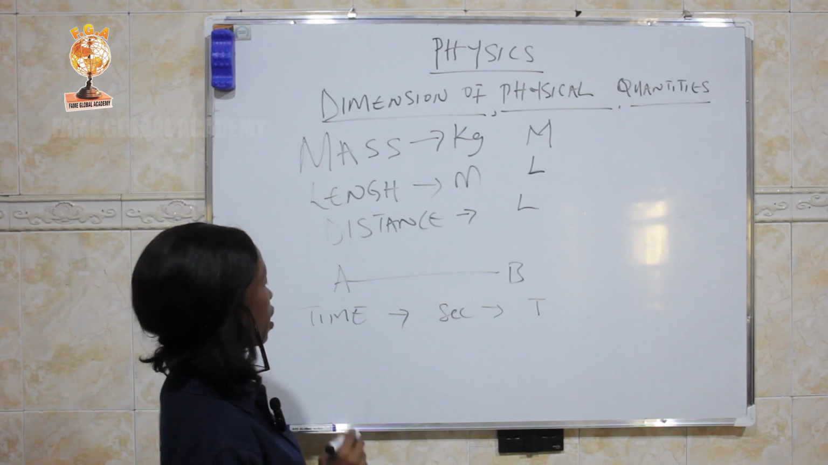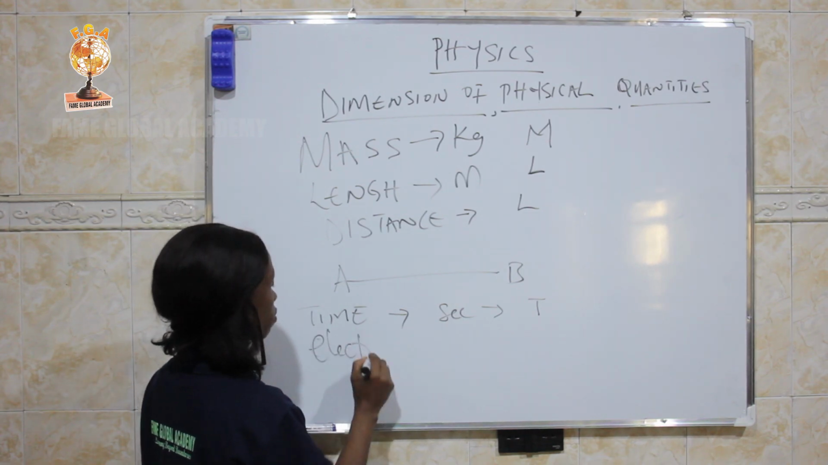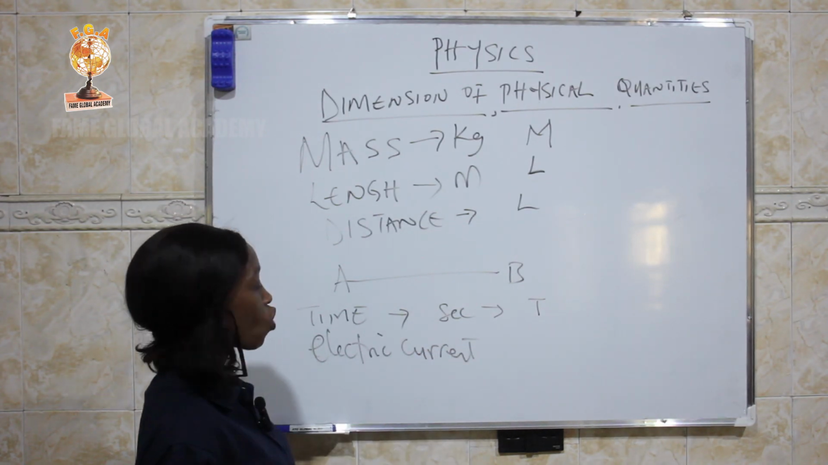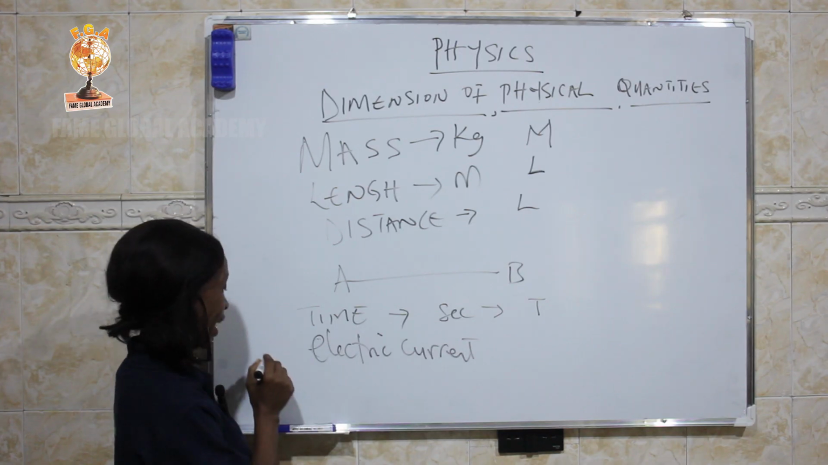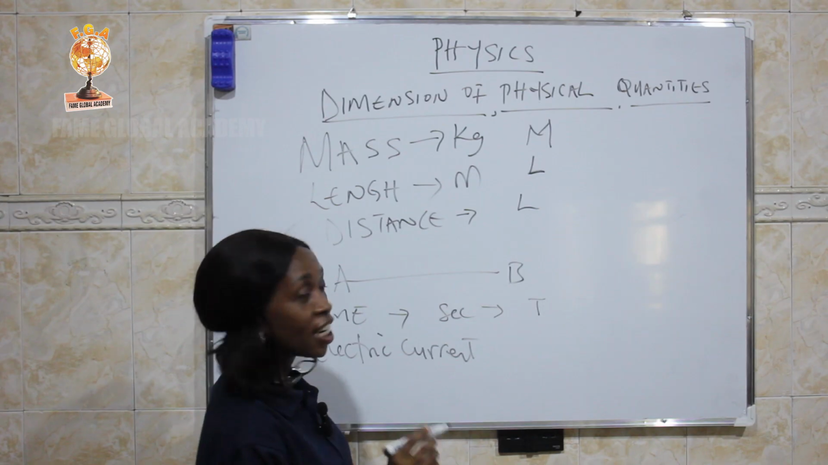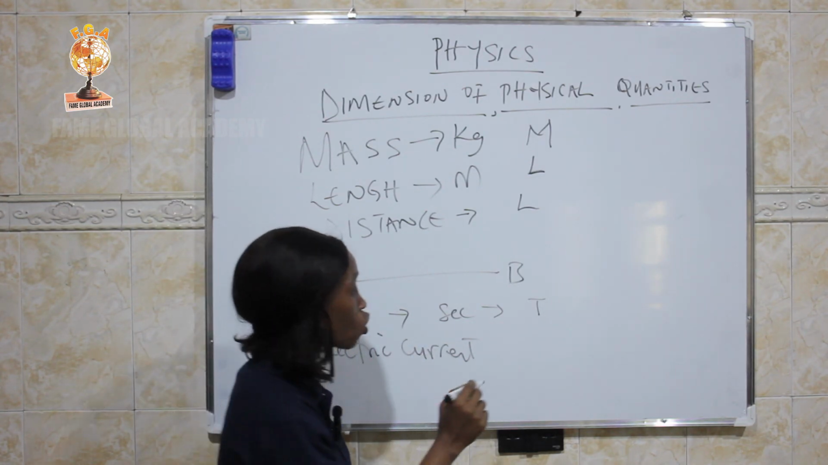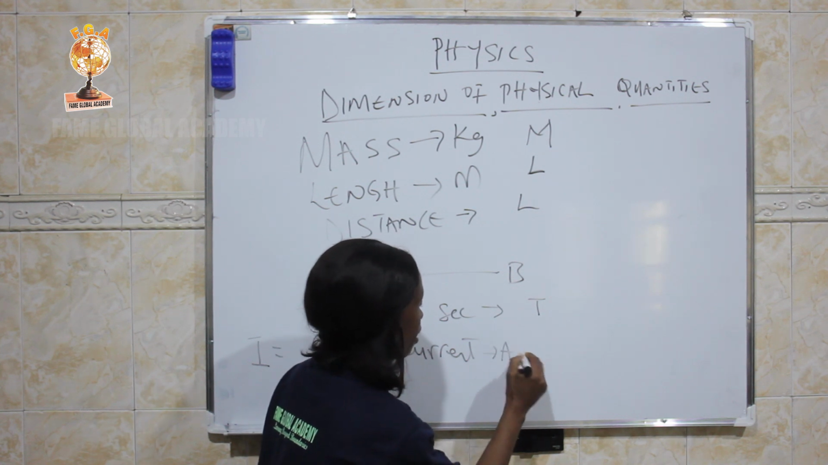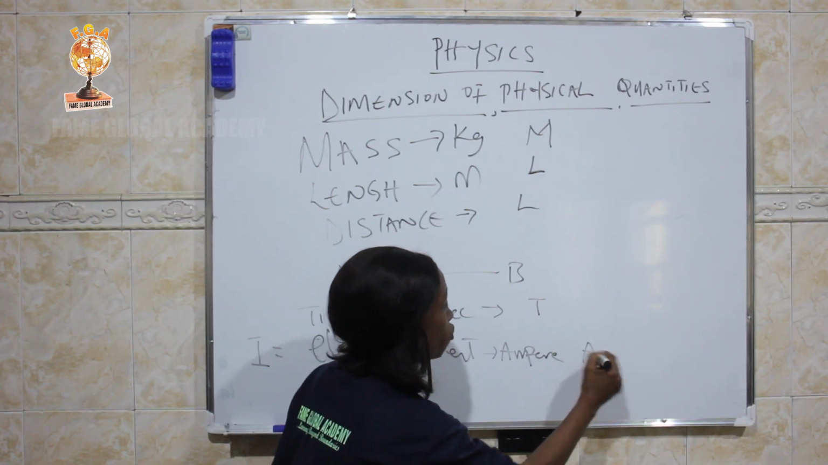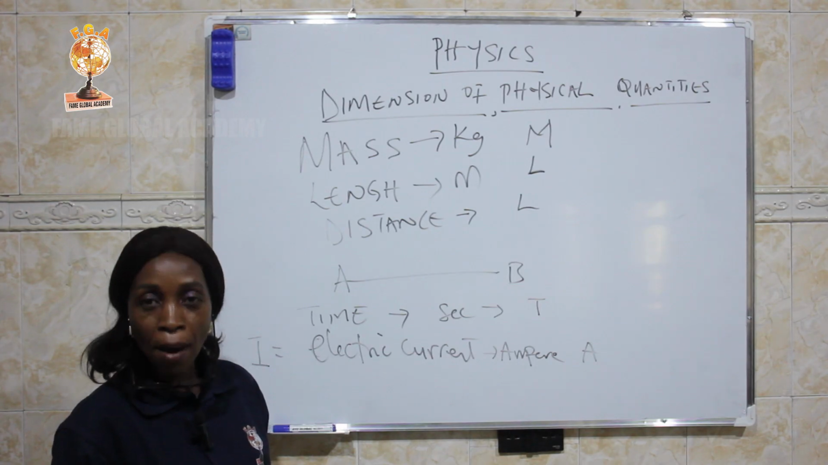Now, electric current. Electric current, the symbol is capital I. And then the SI unit is ampere. And the dimension is also ampere, A. The dimension of electric current is capital A, which is ampere.